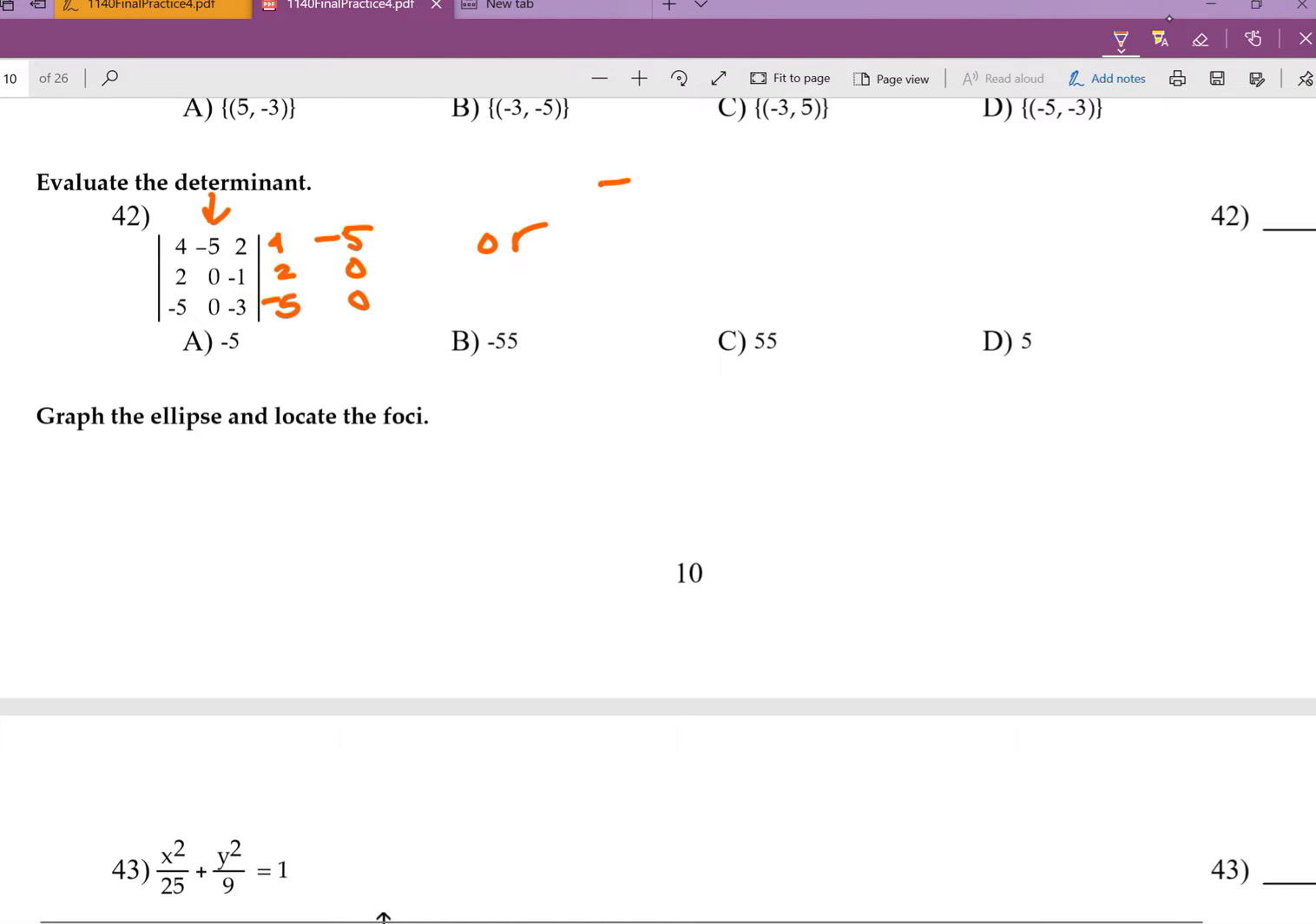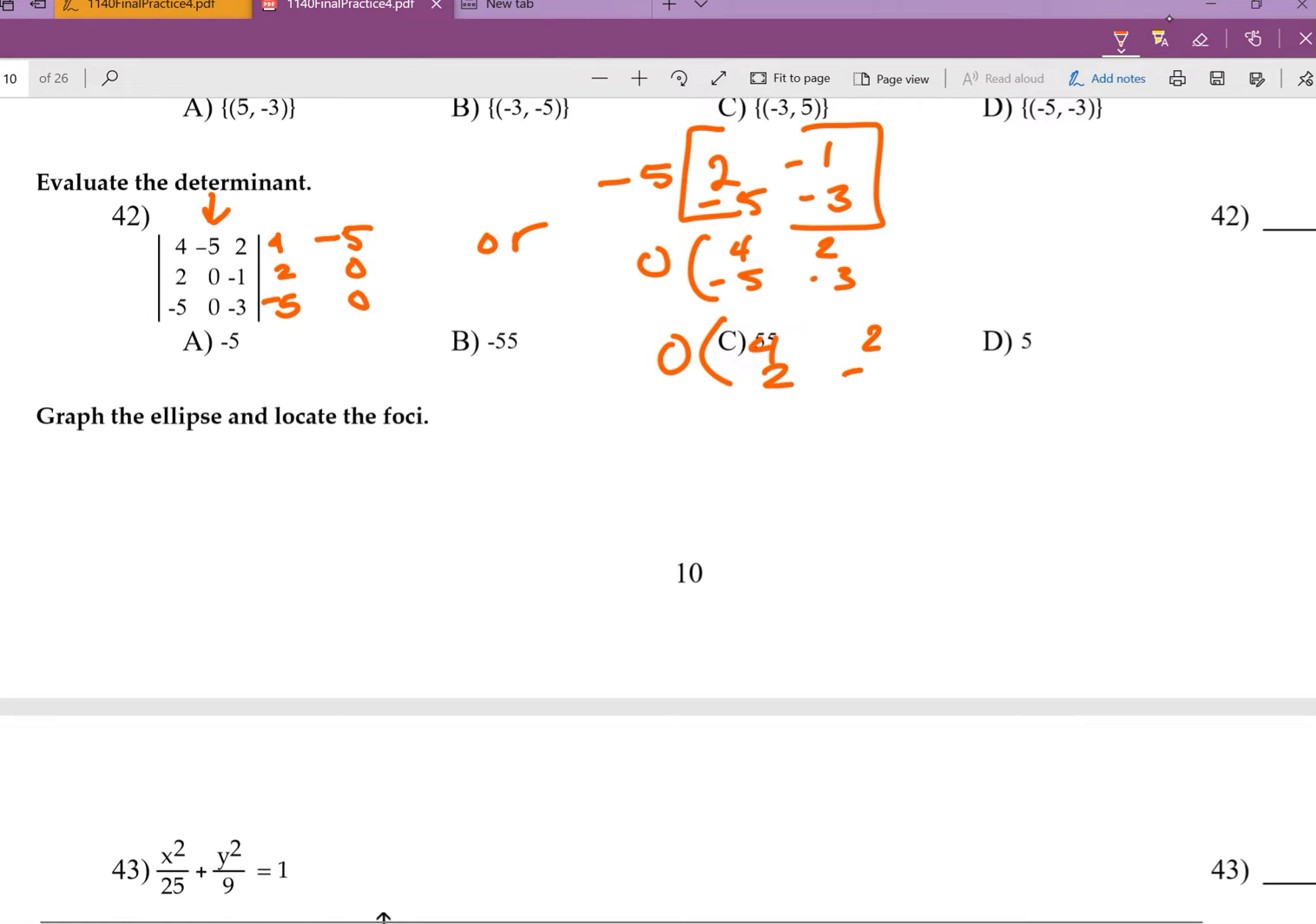So we could do negative 5, for example, starting with the negative 5. Since I'm using negative 5, my new matrix here would become 2, negative 1, and negative 5, negative 3. And we know that these are going to cancel anyway, so you don't need to do the 0 times, and then this would be the 4, 2, negative 5, negative 3, and you don't need to do the other one, which is 0, and then this would be 4, 2, 2, negative 1. You don't need to bother because they're going to cancel. That's why I said just use that one.